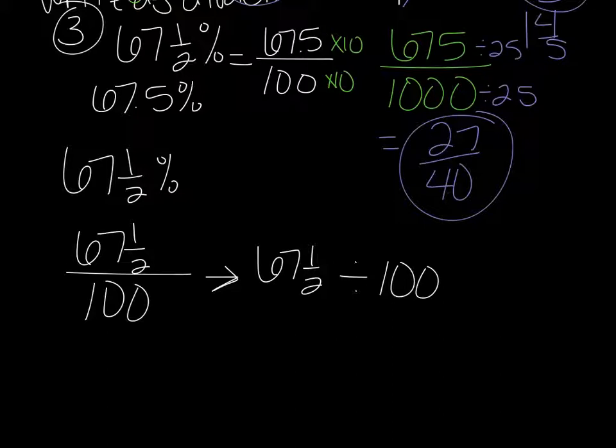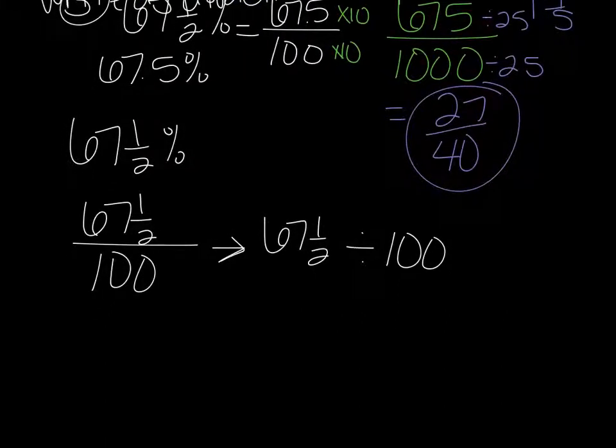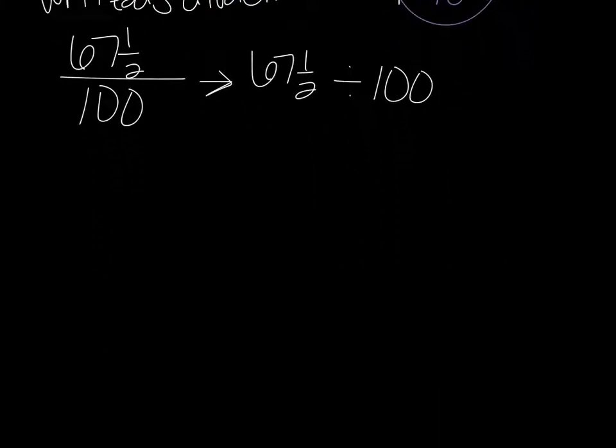Right? That's what a fraction means. Okay, but then again, there's a couple things wrong with this picture. First of all, I can't multiply or divide mixed numbers. So what will I do with that 67.5? Okay, I need to change it to an improper fraction.